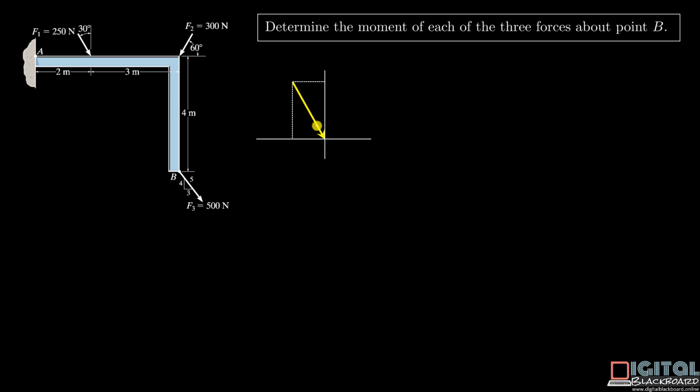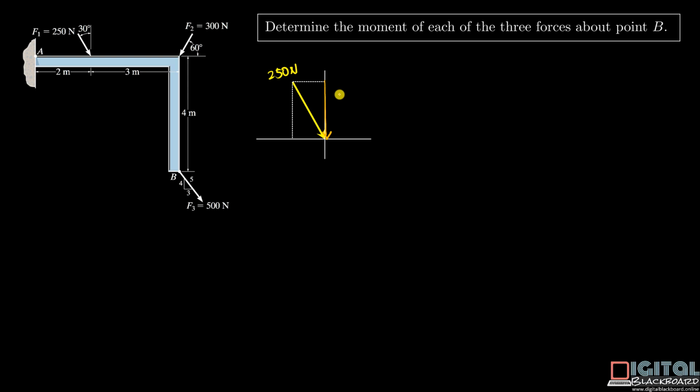Here the force F1 has a magnitude of 250 newtons, and this has to be resolved into both its vertical and horizontal components. That is typically the technique that we will use to solve two-dimensional problems. We take moments not of the original force about the point, but using its components. So the vertical component is shown by this vector in orange color.